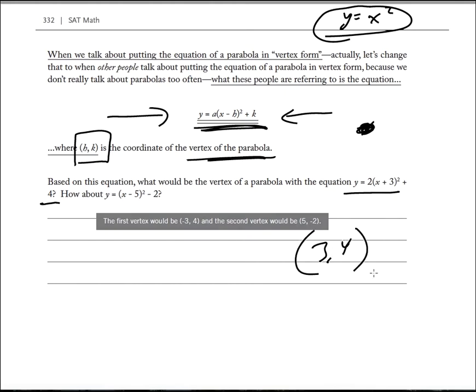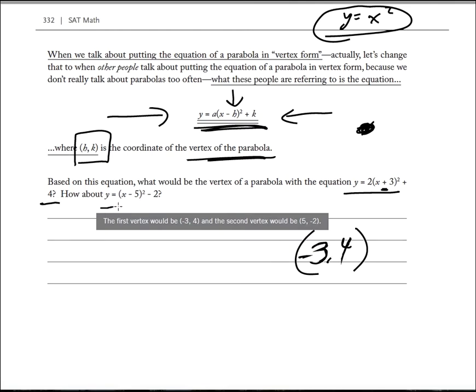Close. Okay, you're really close here, but think about it. Look at the equation here. Is h preceded by a plus or a minus sign? Yeah, it's preceded by a minus sign, right? So if this is a plus sign here, that means that the x-coordinate wouldn't be positive 3, it would be negative 3. Okay, yeah, now you guys are seeing it.